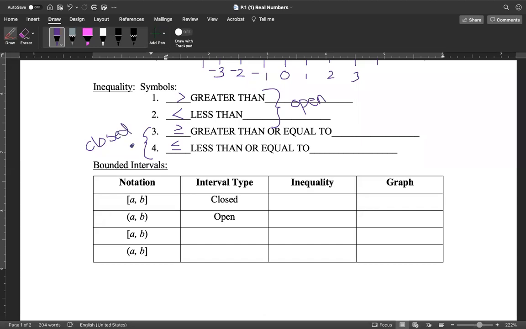Okay, so we have a nice shaded in circle there. Perfect circle. And then an open circle there. Looks like a zero.